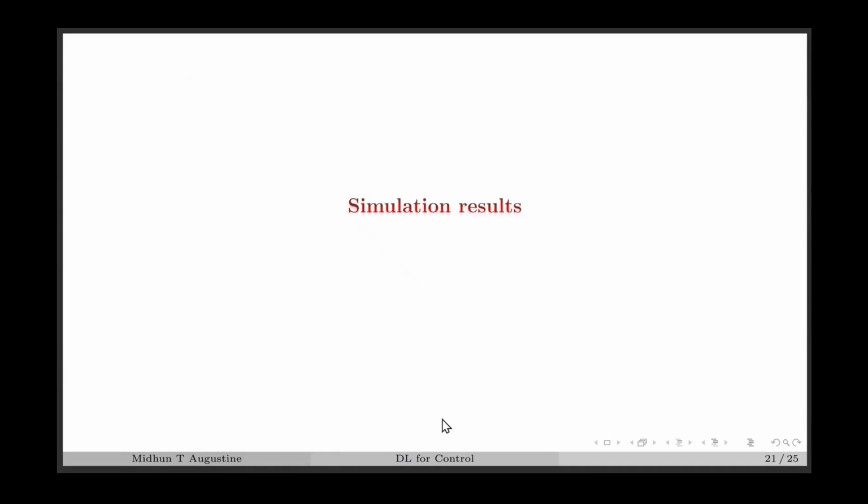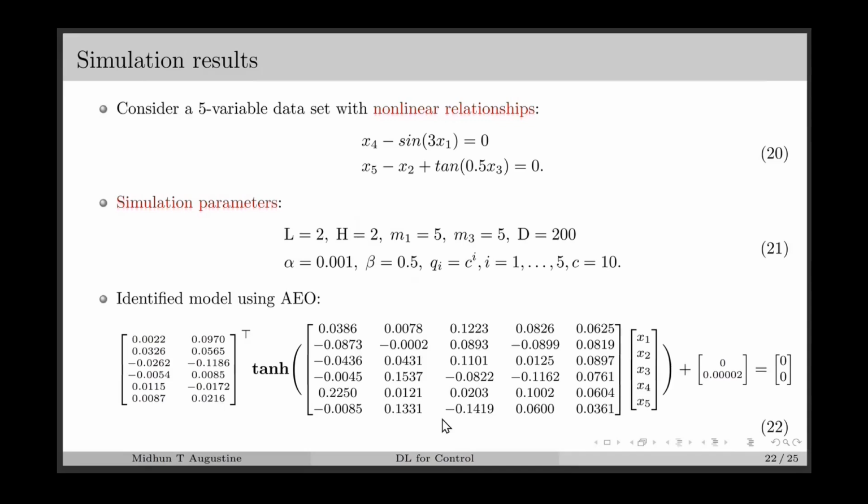Next, we move on to a numerical illustration of the autoencoder with ordered variance. Here we consider a dataset containing 5 variables, which contains two nonlinear relationships as shown in equation 20, where the nonlinear relationships are defined using sine and tan functions. Here we consider AEO, for which the number of layers in the encoder is chosen as 2 and in the decoder also chosen as 2. The number of neurons in the first hidden layer is chosen as 5, and the number of data samples is 200. The hyperparameters are chosen as shown here. With this, we identified a model using AEO, which is shown in equation 22.